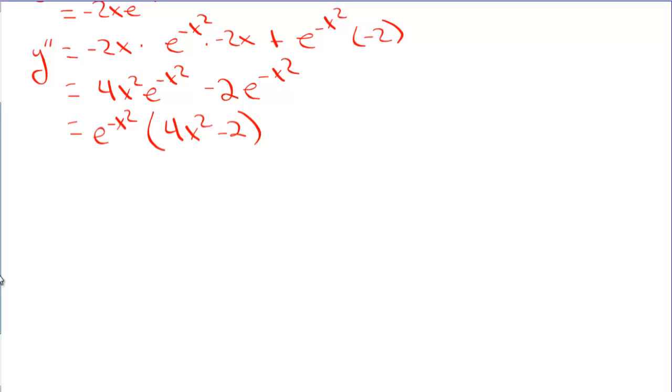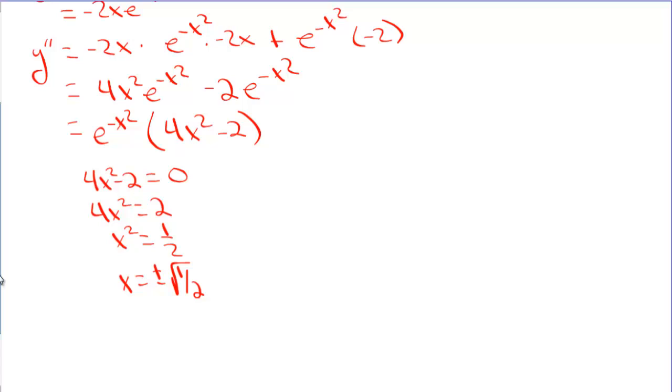The zeros of the second derivative indicate where we have possible points of inflection, only possibilities. We want to know where 4x squared minus 2 is equal to 0. So 4x squared equals 2. x squared equals 1/2. So x equals plus or minus the square root of 1/2. Now those are possible points of inflection. We'll throw these on a number line, negative 1 over square root of 2 and 1 over square root of 2.